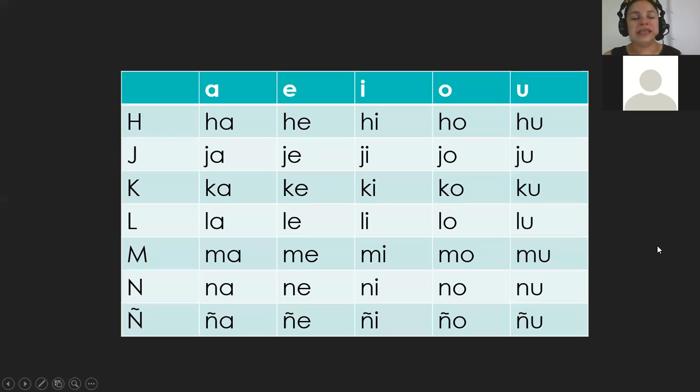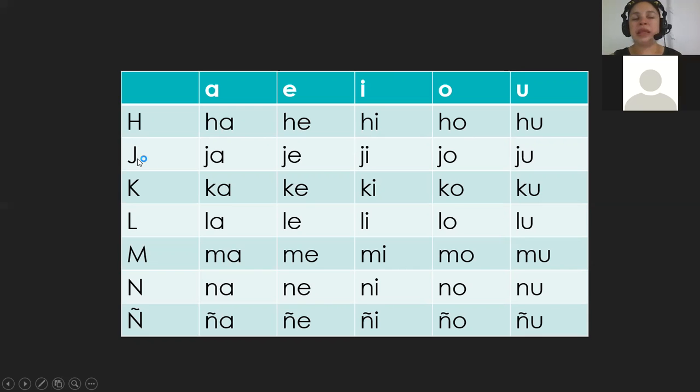Now let's see the next group of consonants together with the vowels. And in these cases here, the H and the J are very special because in English, the H you pronounce like ha, but in Spanish, it's mute. We don't pronounce the H. So the H together with the A will be A. And like that we continue. E, I, O, U.